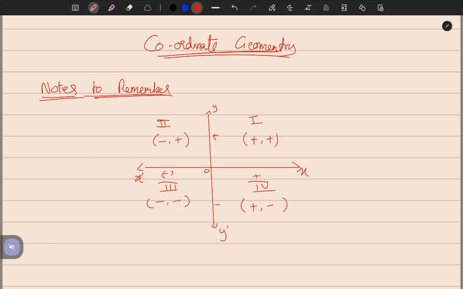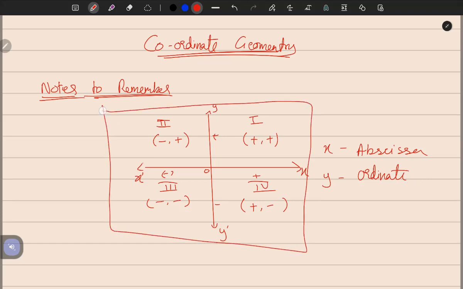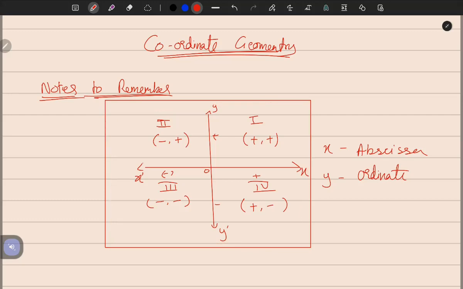So what will you call the x axis? So x axis is known as abscissa and y axis is known as ordinate. Okay, va? So how is this going to be helpful for us in order to score good marks in exam?